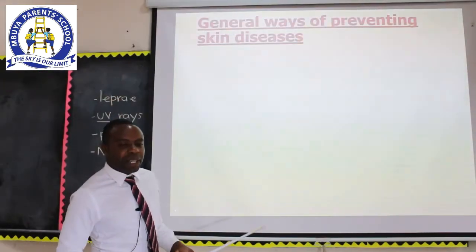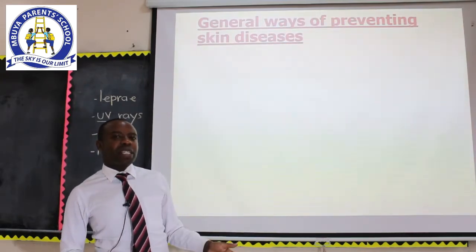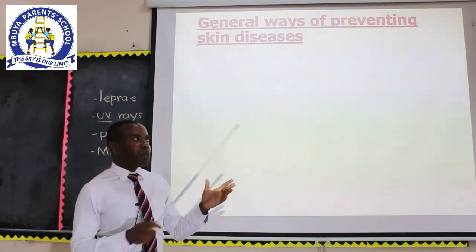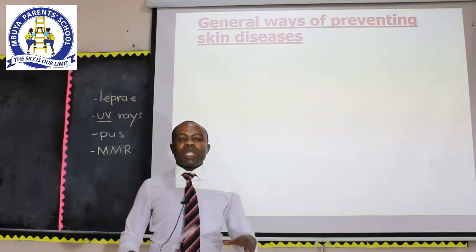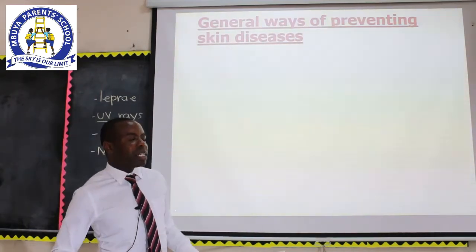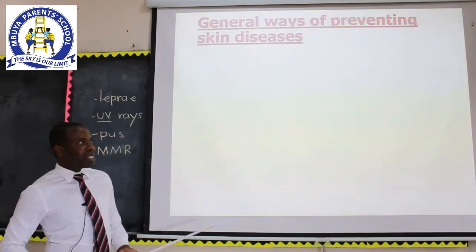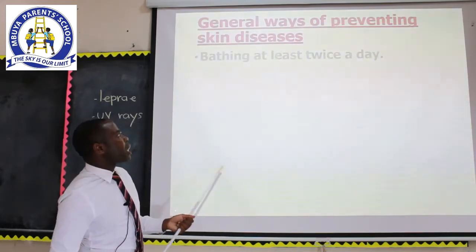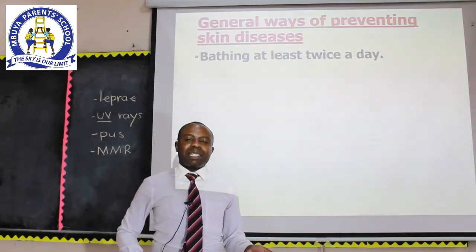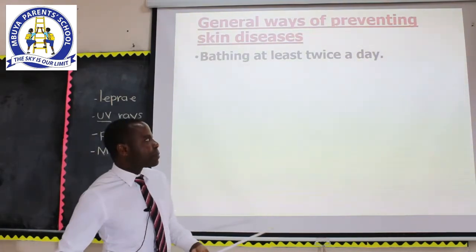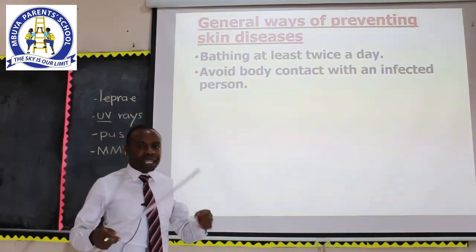So candidates, after seeing diseases, their causes, and the way they spread, remember we said most of them are contagious. Most of them can be as a result of poor personal hygiene. It means we have got general ways of preventing skin diseases. Now, if we don't want to get skin diseases, it means we carry out the following. We have to bathe at least twice a day. That means whenever you are dirty, you have to bathe. We have to make sure that we avoid contact with infected people.